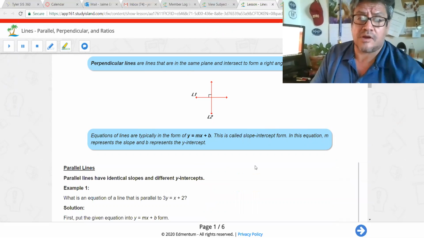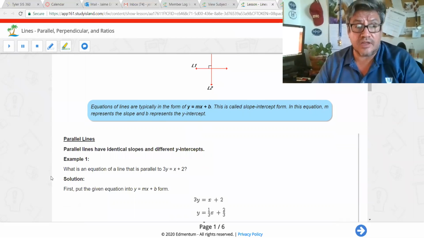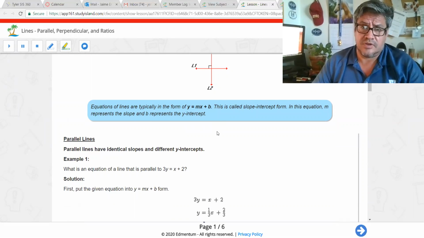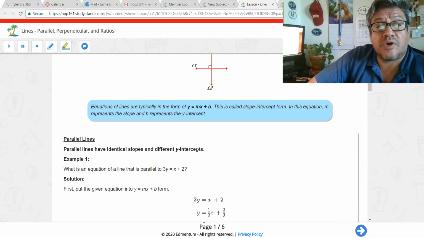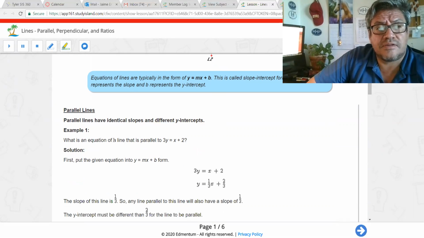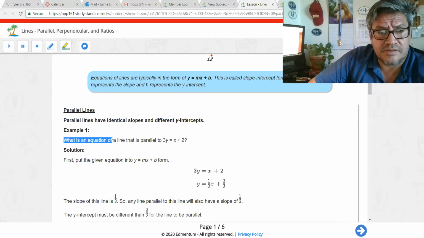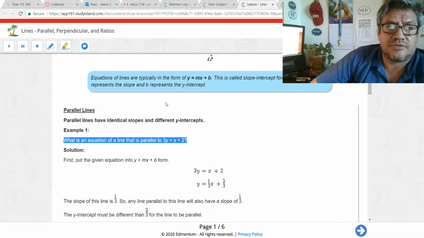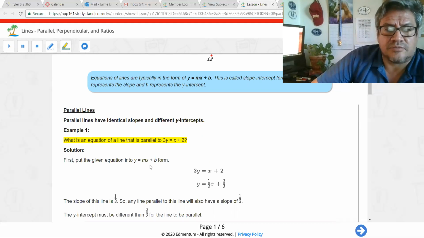So, parallel lines. Parallel lines have identical slopes. This is not new stuff. And different y-intercepts. Example 1. What is an equation of a line that is parallel to 3y equals x plus 2?